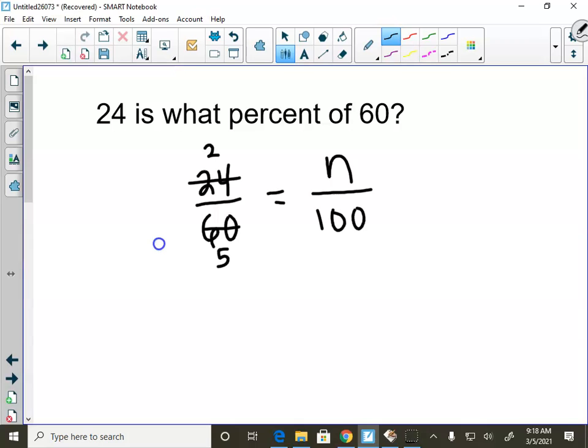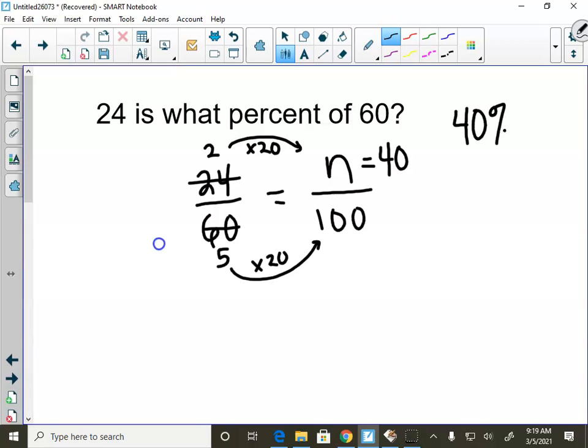And then some of you will already know what 2/5 is as a percent, but if you don't know, that's okay. So we're going to see how many times does 5 go into 100, and we would have to multiply that by 20. So that means for 2 to get to n, we're going to have to multiply that by 20, and 2 times 20 is 40. So n is equal to 40, and the answer to this question would be it's 40%. So 24 is 40% of 60. So that's your first what is of kind of a problem.